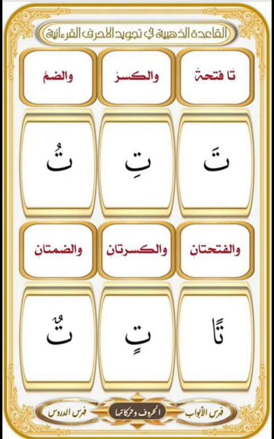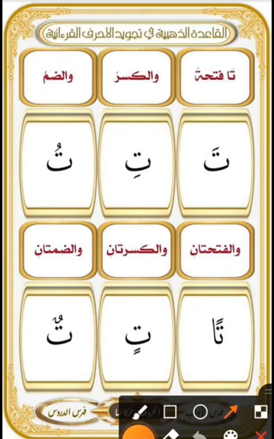والفتحتان تن، والكسرتان تن، والضمتان تن. Here we have the letter ta with the double vowels. The letter ta with a double vowel فتحة, the letter ta with a double vowel كسرة, and the letter ta with a double vowel ضمة.